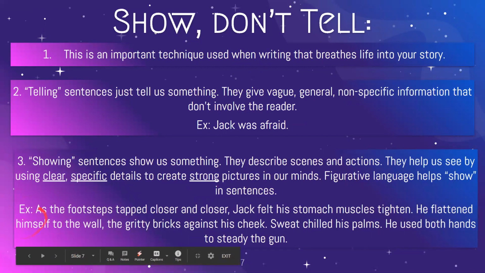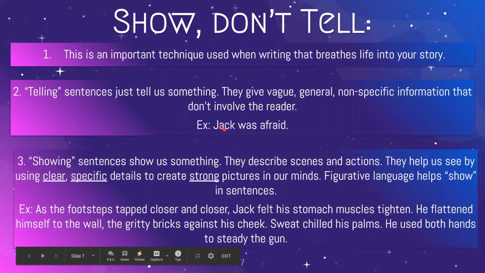This sentence is so different than this sentence here. In this sentence, we literally see why he's afraid. We see it. We can picture it. We know he has a gun in his hand now. We know that he has the bricks against his cheek. We can picture the moment. We can even picture it as a scene in our head.